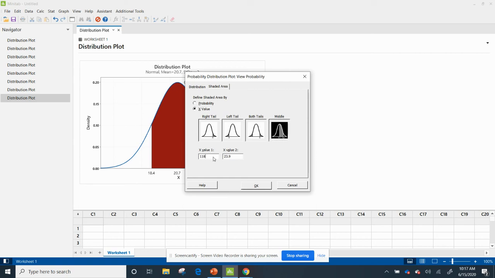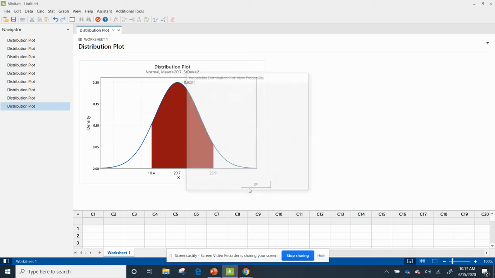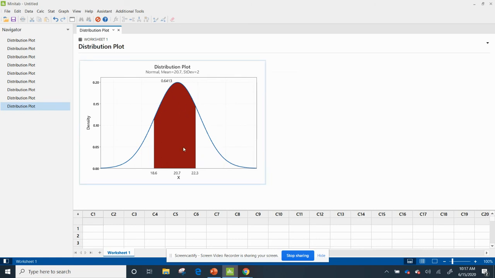So this is 18.6, and this is 22.3. All right, so I hit OK. Here I have it, and the area in red is between. But what I wanted was the area in white. I wanted the area less than 18.6 and greater than 22.3.